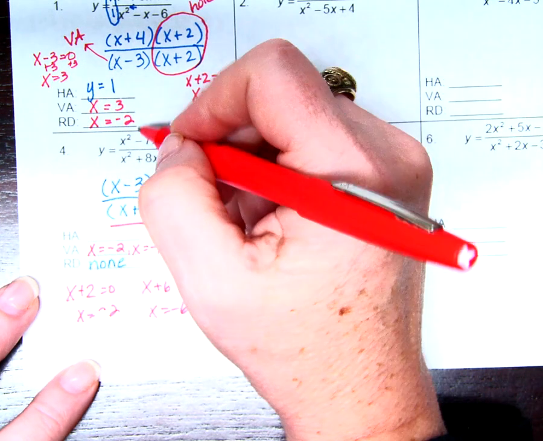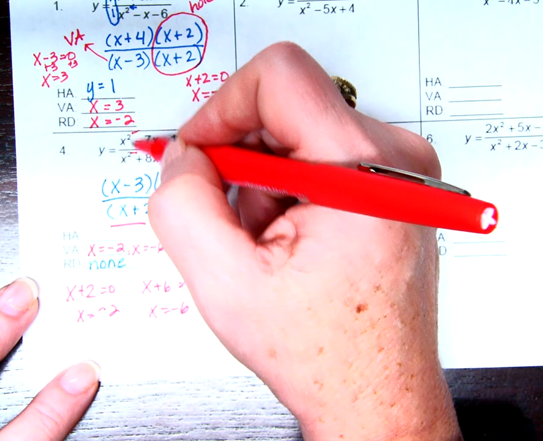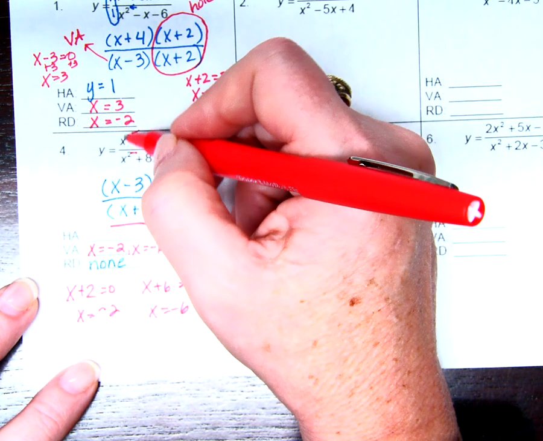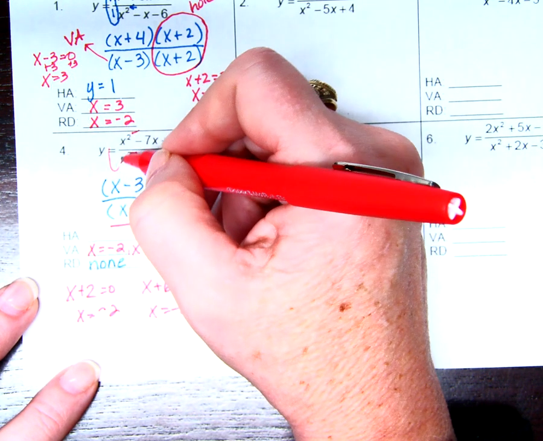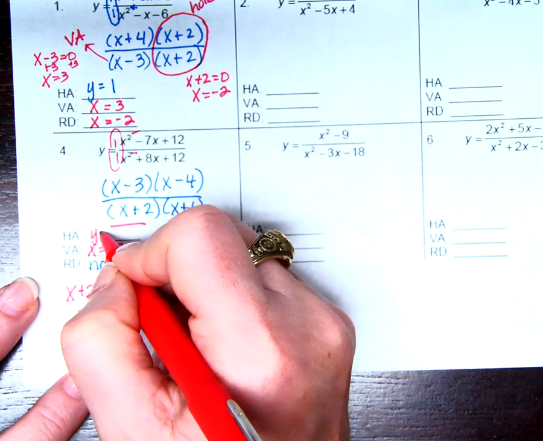All that's left to do now is look at the degree. To figure out the horizontal asymptotes, we look at the degree. The degree is 2. The degree is 2. They are the same. Since they are the same, we look at the leading coefficients. 1 over 1, y equals 1.